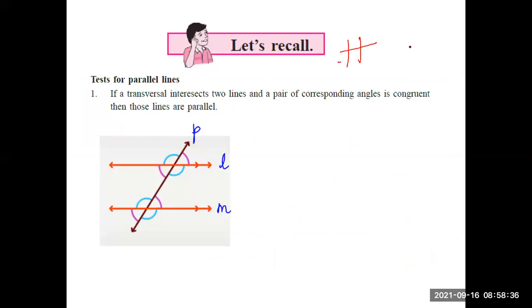There is an F formation, there is a C formation, there is a Z formation, right? These are the three types of formations. F formation is called corresponding angles.